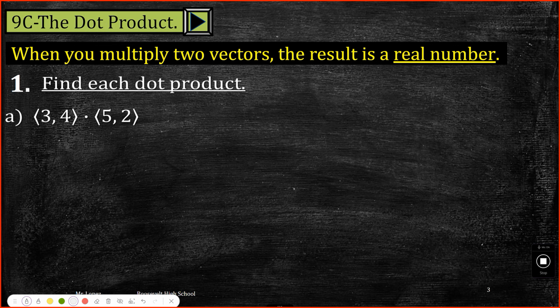So we're just going to multiply the x values. So 3 times 5, and then we're going to multiply the y values. That's it. So the answer is going to be 15 plus 8, and the answer is what? 23. That's it. Pretty easy.